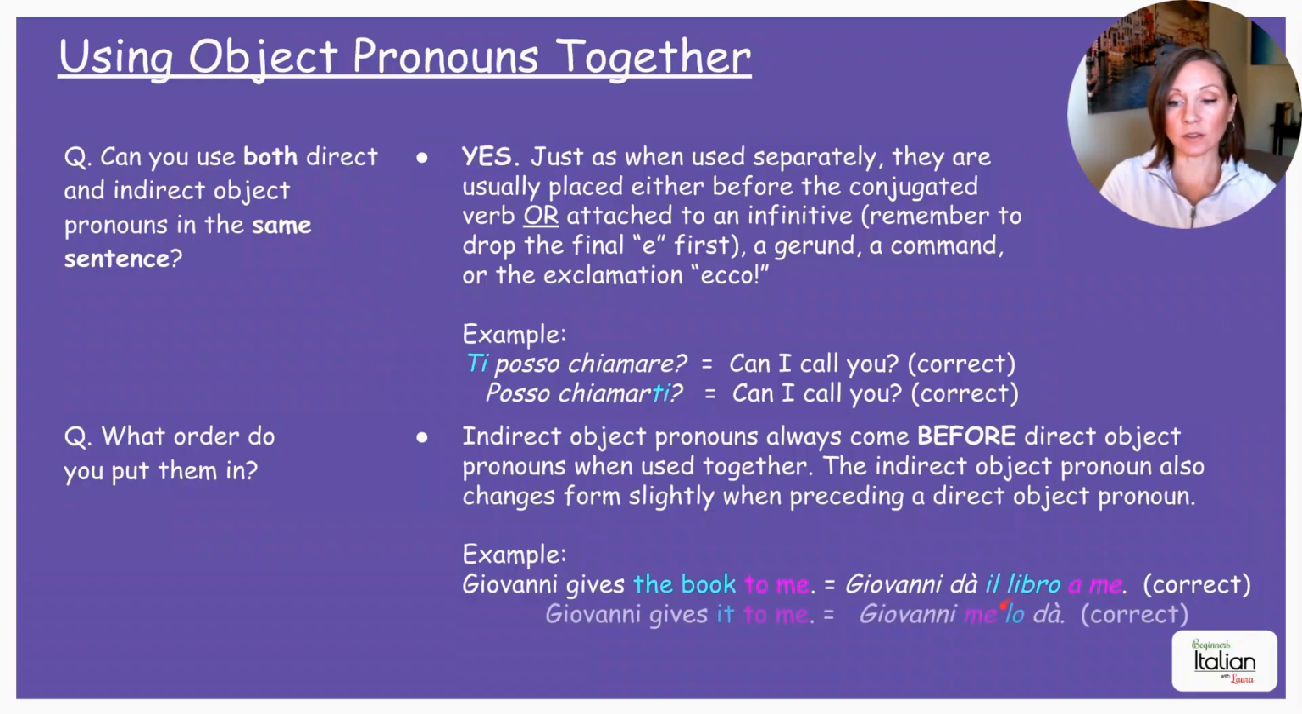Or you can say Giovanni gives it to me. So you'd be replacing the book with it, or il libro is replaced with lo. Okay. A me, you can move it here. Me lo dà. So the indirect object pronoun comes before the direct object pronoun when used together. So Giovanni me lo dà. Okay.